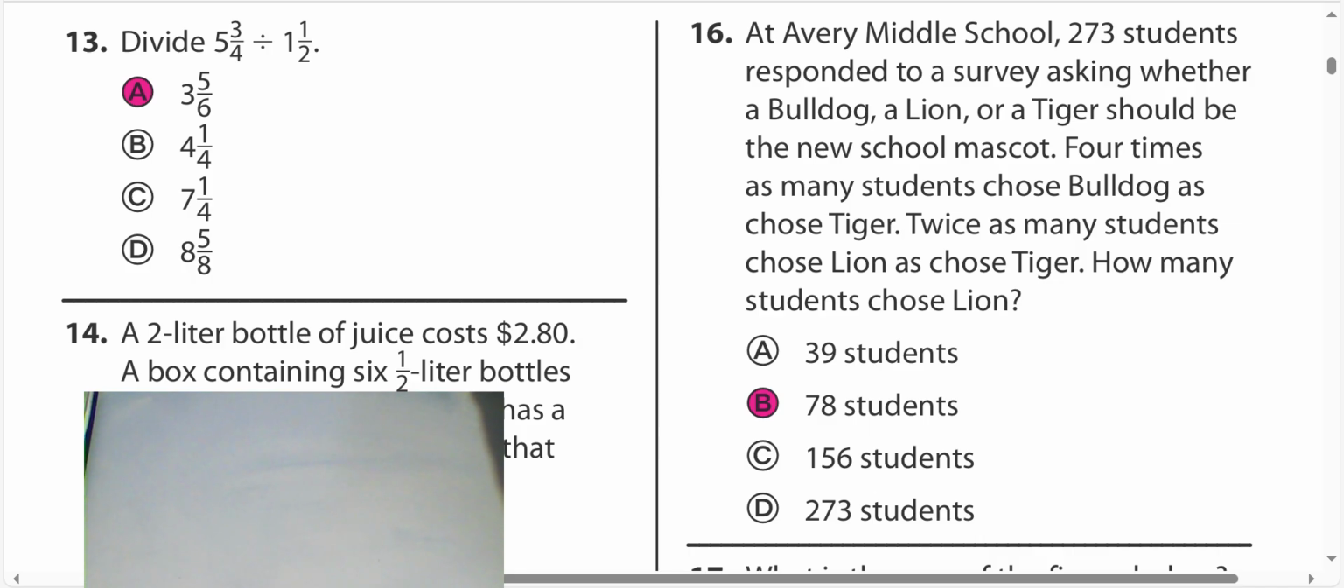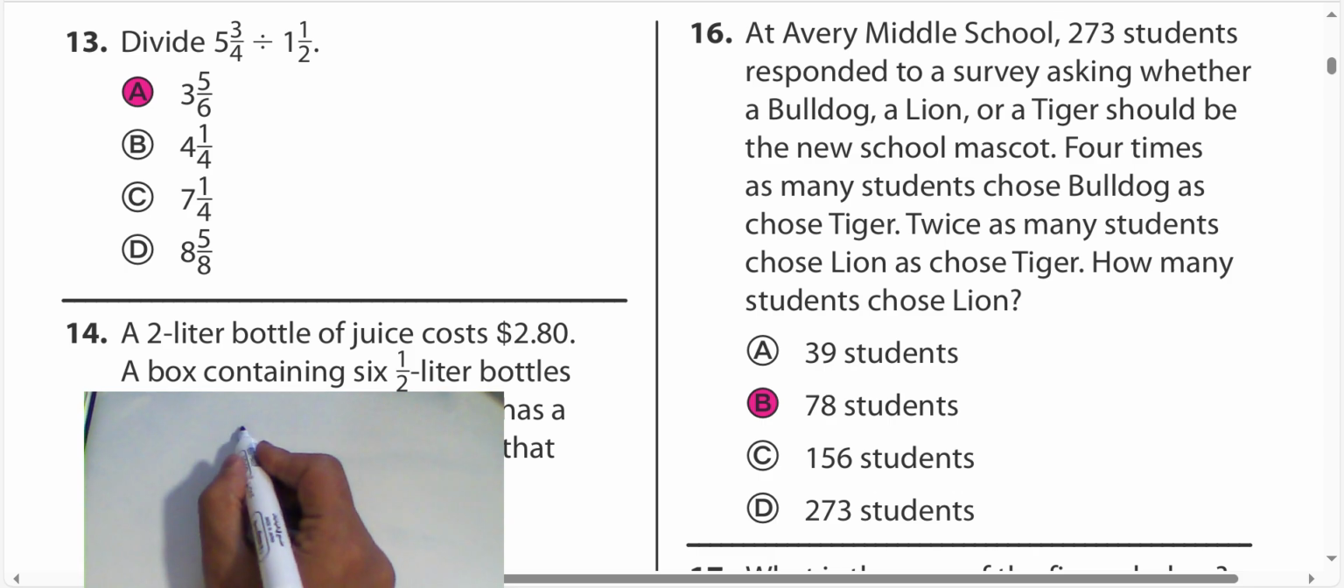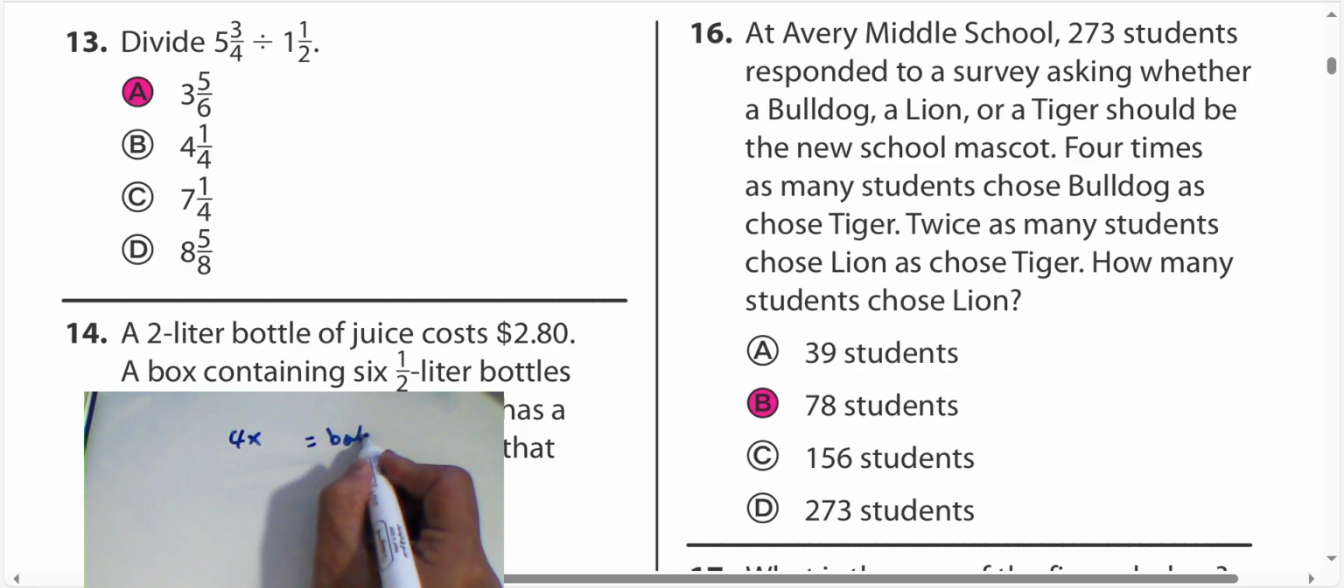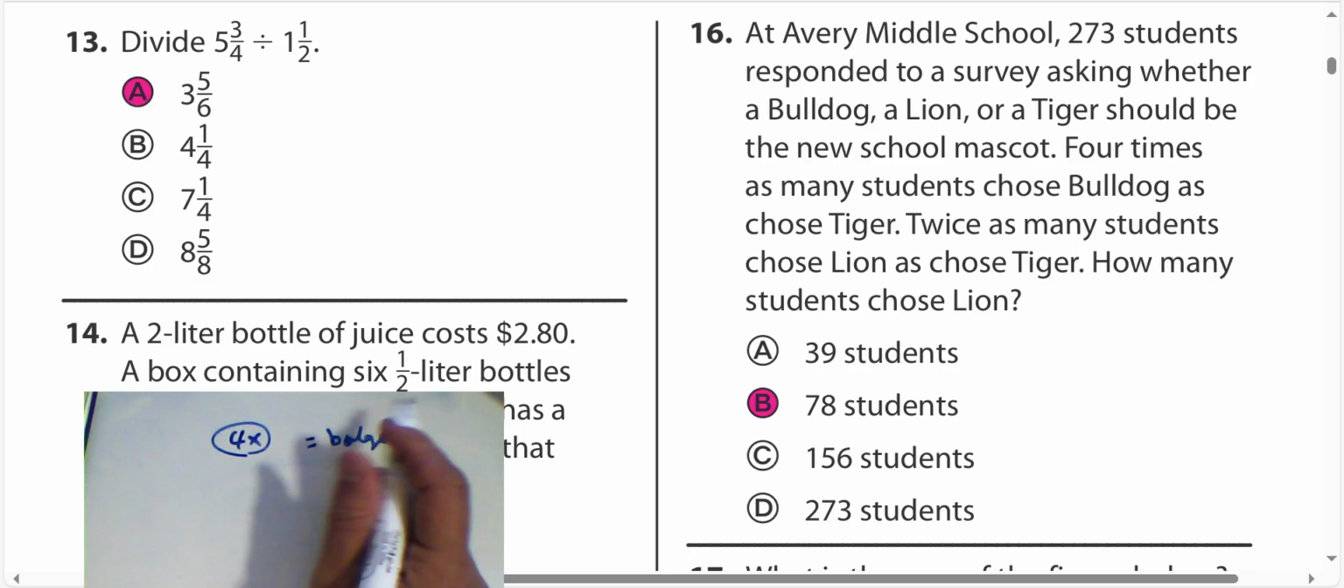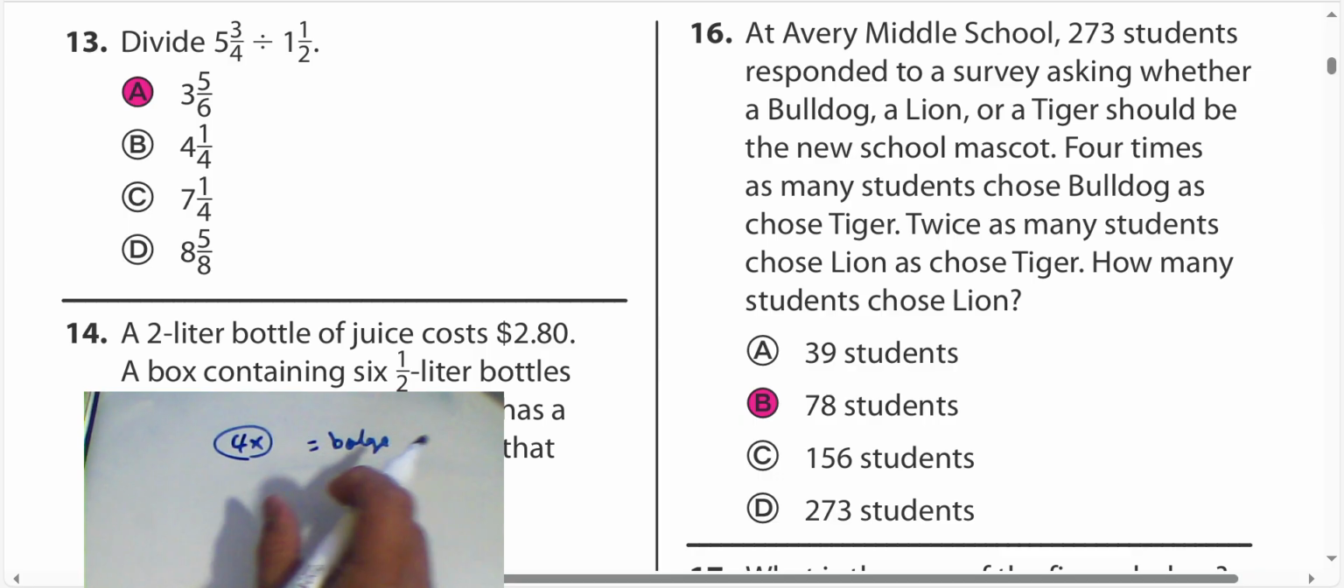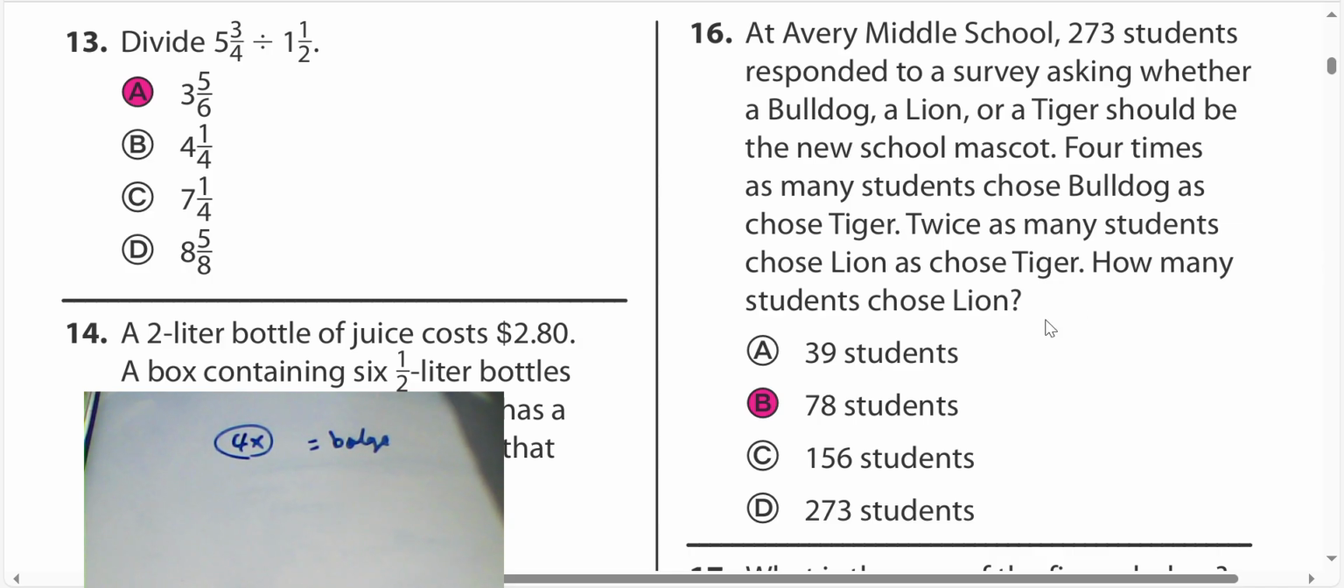This gives us the information: 273 is the total number of students, divided among those who like bulldog, lion, and tiger. Four times as many students like bulldog as tiger, and twice as many choose lion as choose tiger. So we can solve this equation.